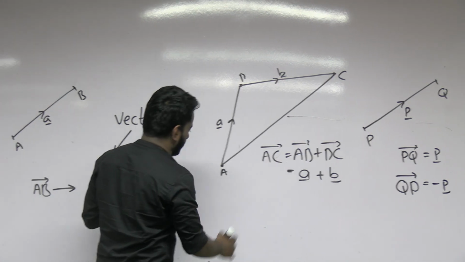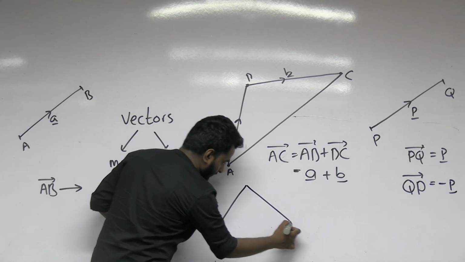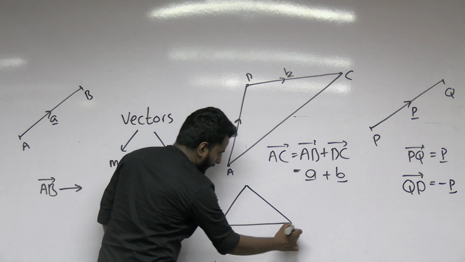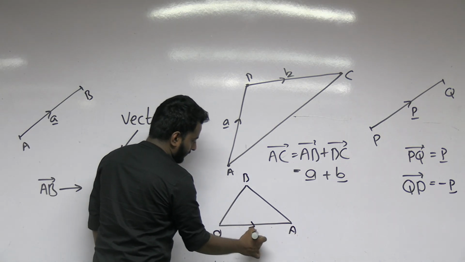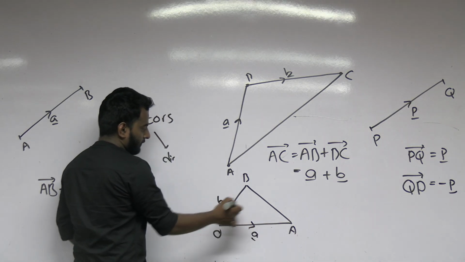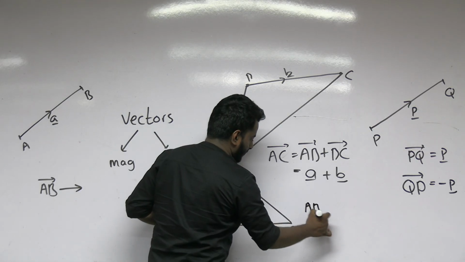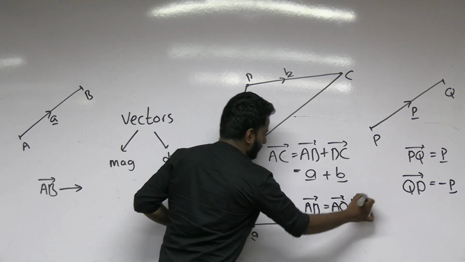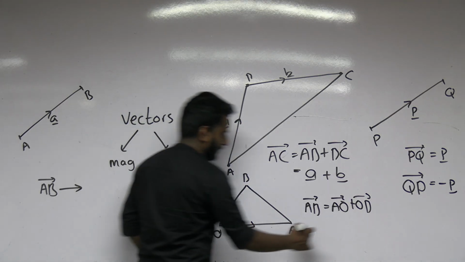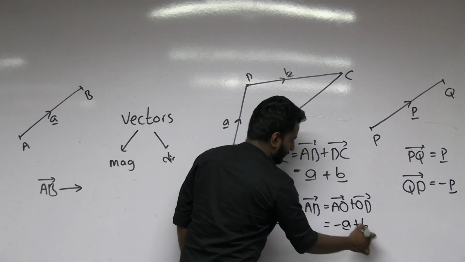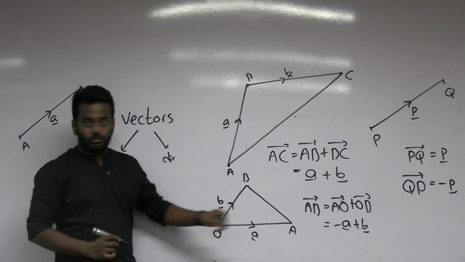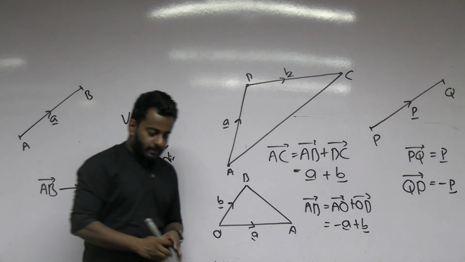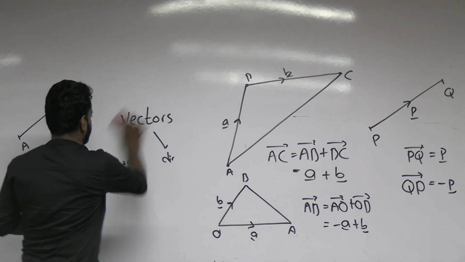So in addition of vectors, if we have something like this, they have given this is OAB, and this is A and this is B. If they ask us to find the vector AB, I can write AB equals AO plus OB. Here AO is minus A. This is minus A plus B. Are you okay with that? Right? And thereafter we studied equal vectors.